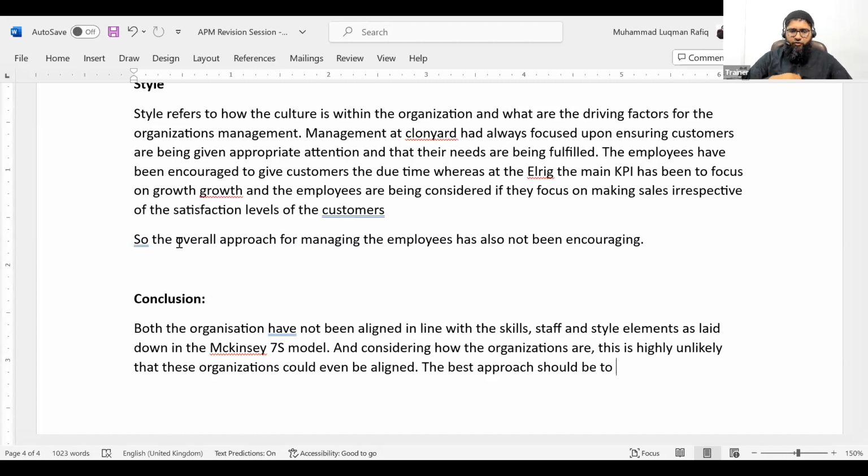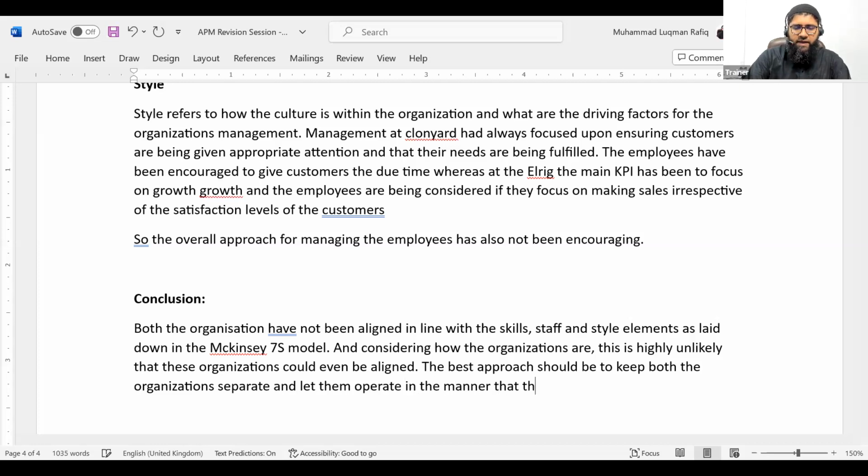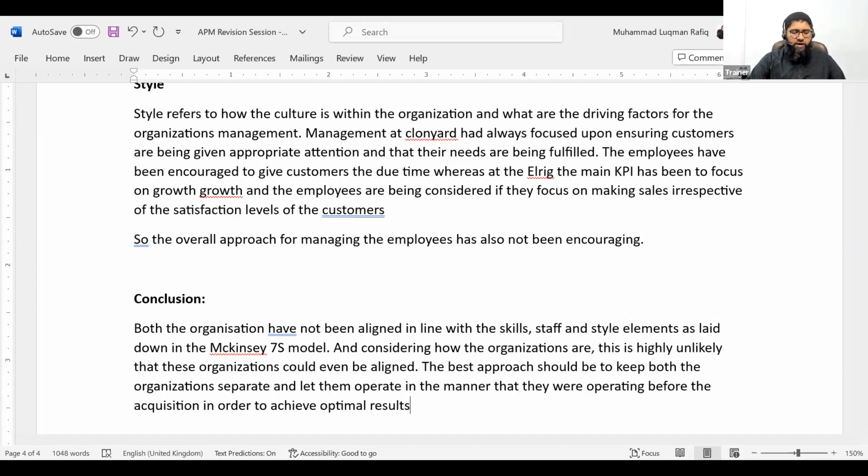The best approach should be to keep both the organizations separate and let them operate in the manner that they were operating before the acquisition in order to achieve optimal results. So that's something that you could actually guide them.